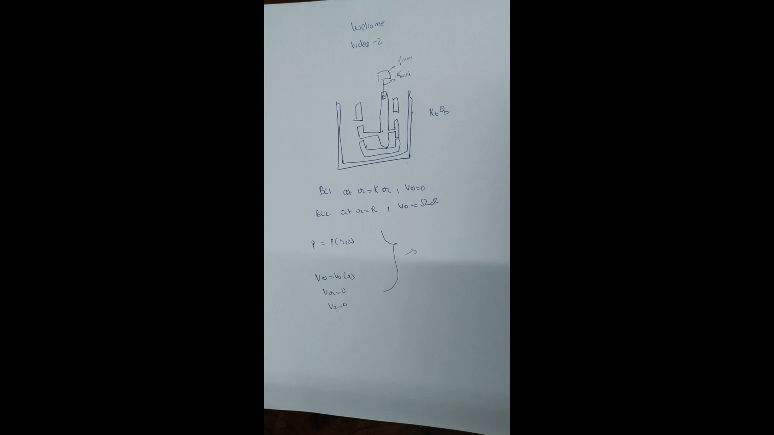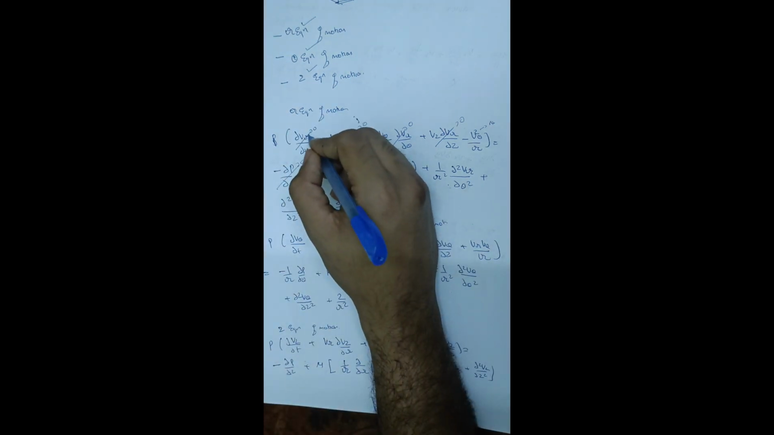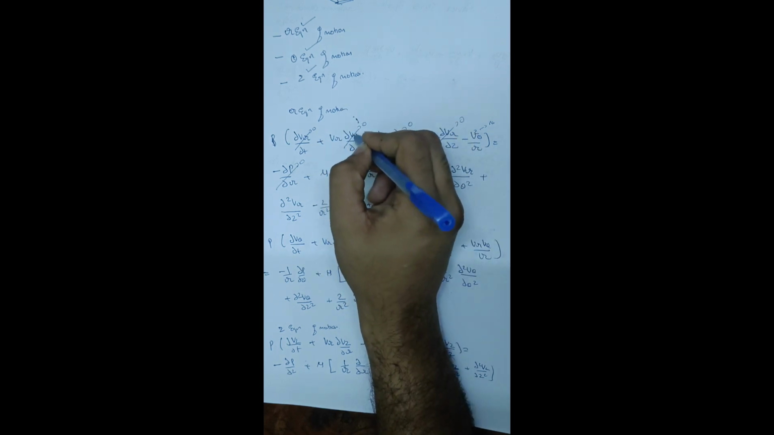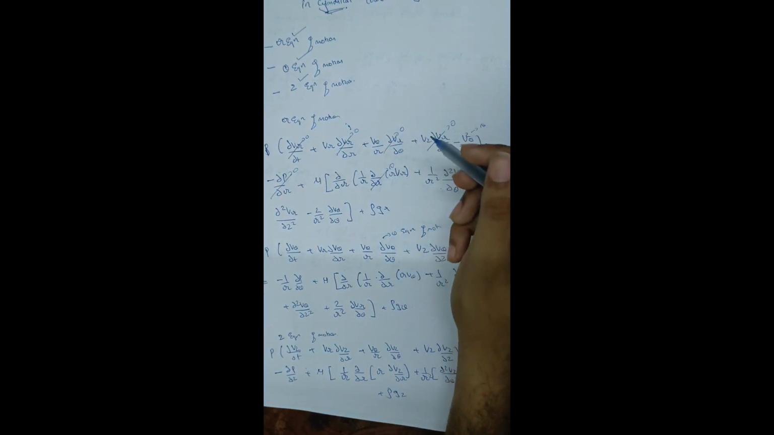Let's move on to the Navier-Stokes equation in the cylindrical coordinate system. This is our Navier-Stokes equation in cylindrical coordinates. Here we are going to simplify it using the information we have found. We know that dou Vr by dou t is 0 due to steady state. This term is also 0 because Vr is 0. Here it is 0 because Vr is 0. Here also it is 0. This term is going to be non-zero.